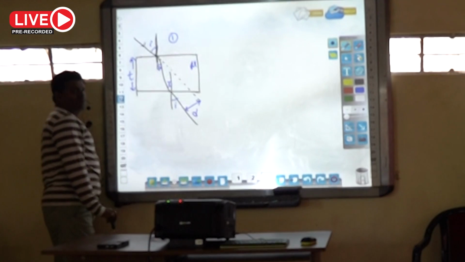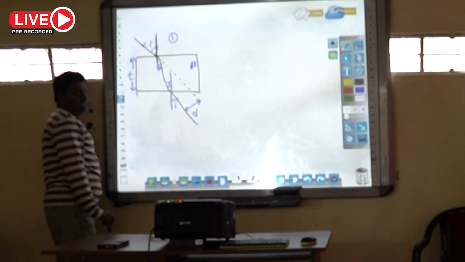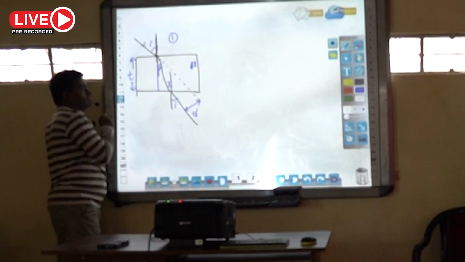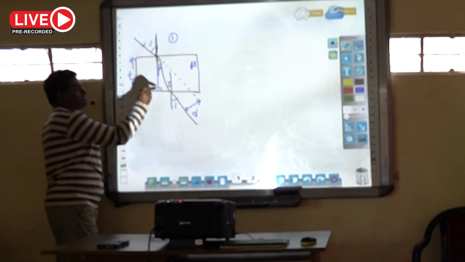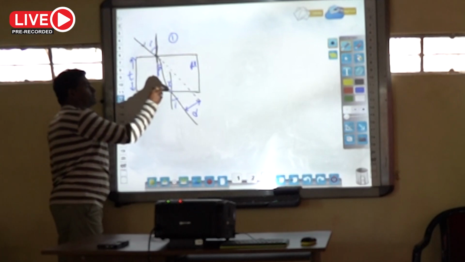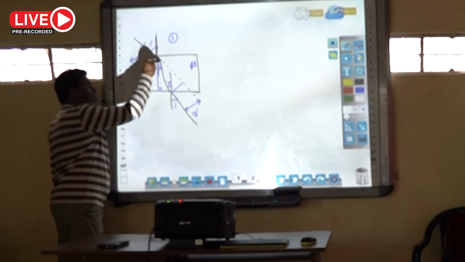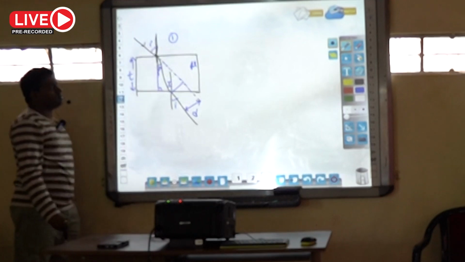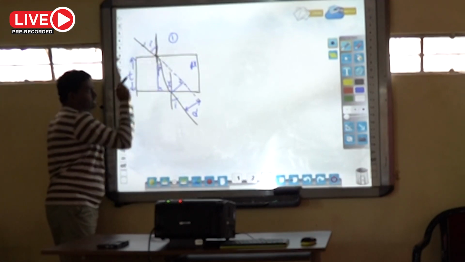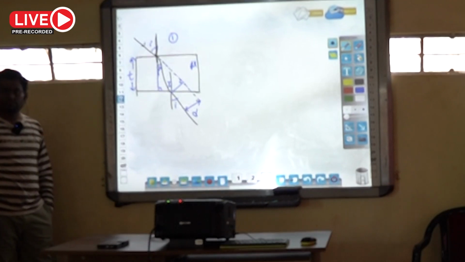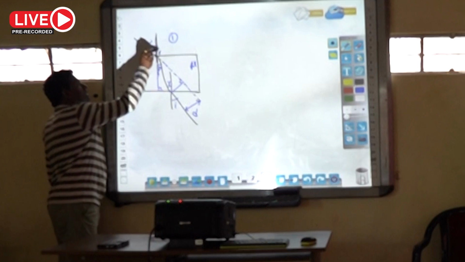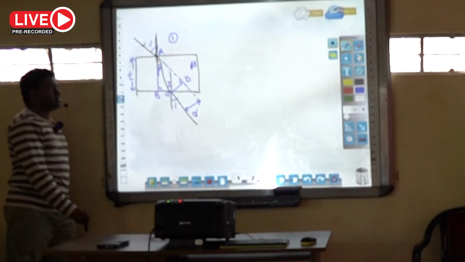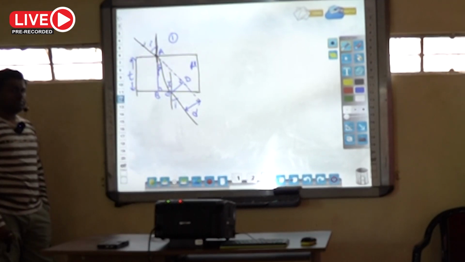Now, see how to find the relation between T and D. First we have to extend this normal and intersect it here. And from this point we draw a normal on this dotted line. So this angle is also 90 degrees. Now we put certain lengths A, B, C, D.